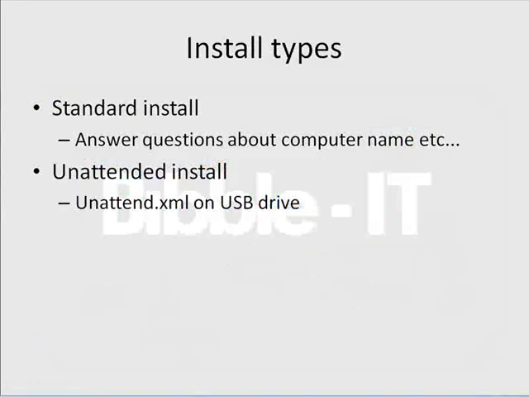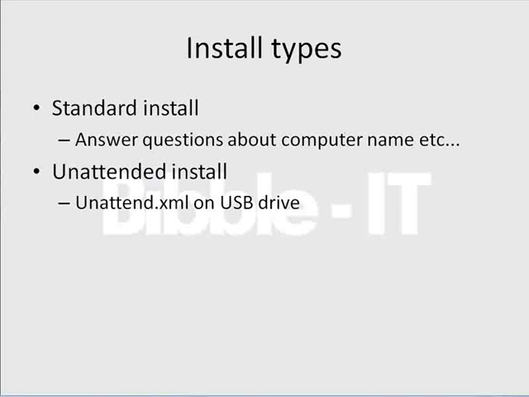Next is the different install types. There's 2 install types that you would generally use. One is the standard install, where you don't pre-supply any information, and the setup will ask you things like your computer name, what network location you want it to be present on, a username, a password, all those sorts of things. Or you can do an unattended install, where you pre-supply the answers to those questions.